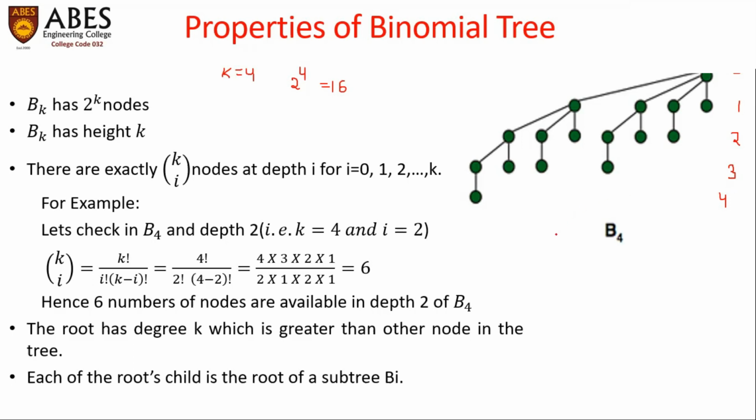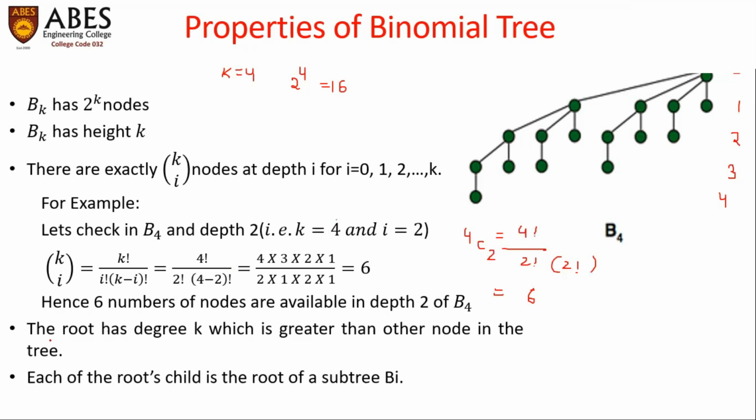Now there should be exactly kCi nodes at every depth. What does it mean? For example, if we check at depth number 2, here the value of k is 4 and i is 2, so 4C2. What does it mean? 4 factorial upon 2 factorial upon 2 factorial. If we solve this equation, we get 6. So we have to check whether at depth 2 we have a total of 6 nodes. So we'll check 1, 2, 3, 4, 5, and 6. Yes, this property is also fulfilled.